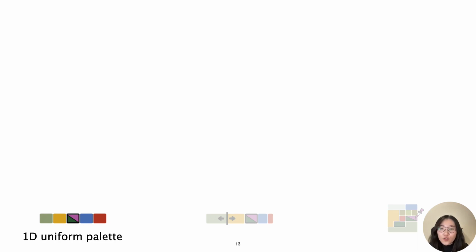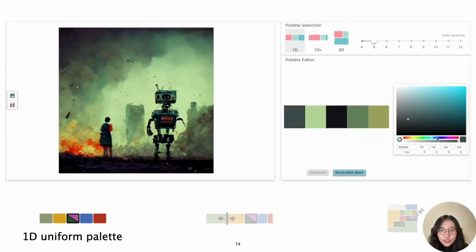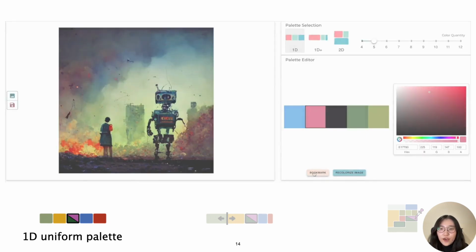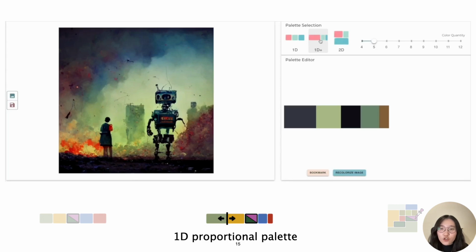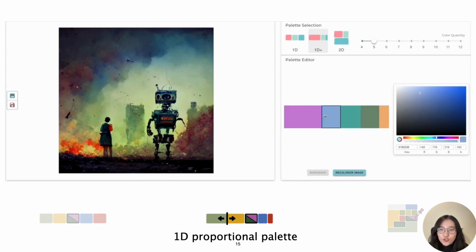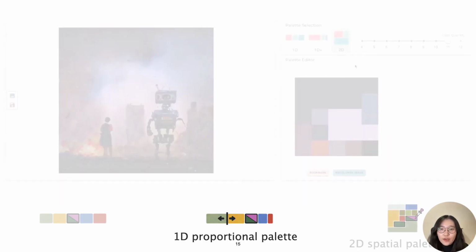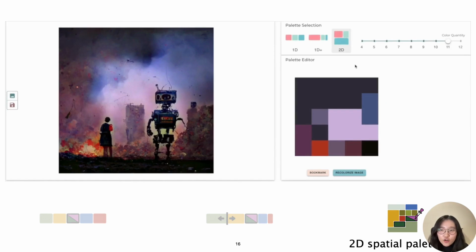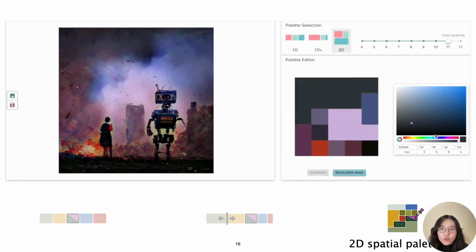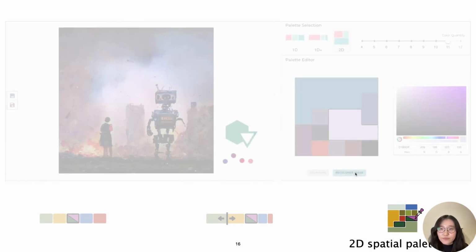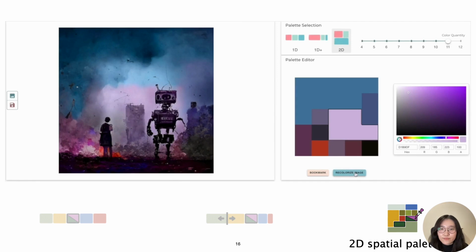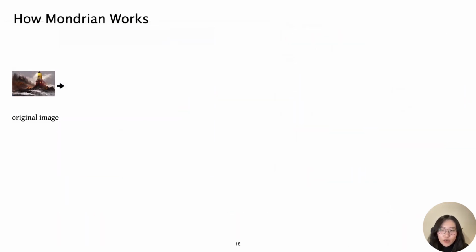It supports a 1D uniform format for basic color value changes. It also supports a 1D proportional palette to allow users to adjust the proportions of colors in the image. And the 2D spatial palette, showing the color spatial relationship, is also supported to allow users to adjust the colors in different regions. Let's see how it works.